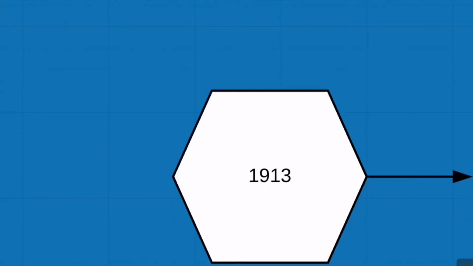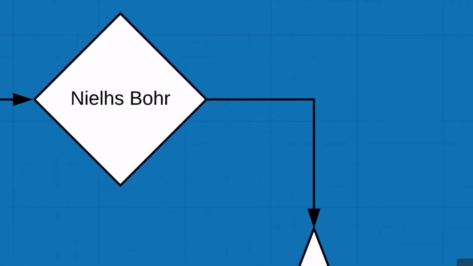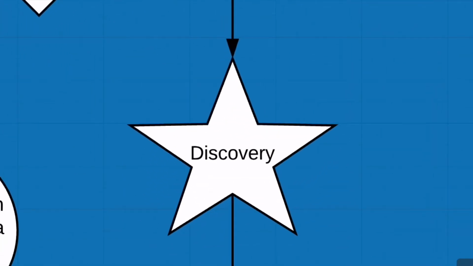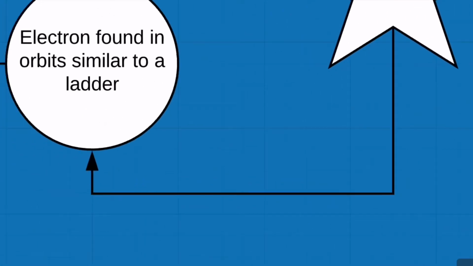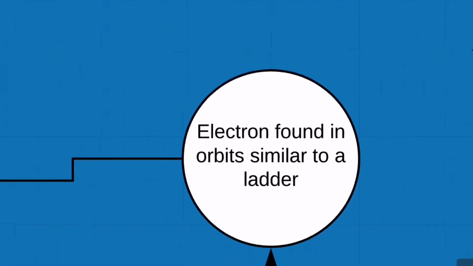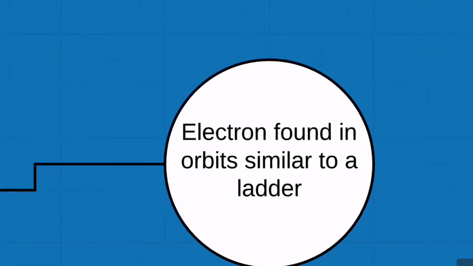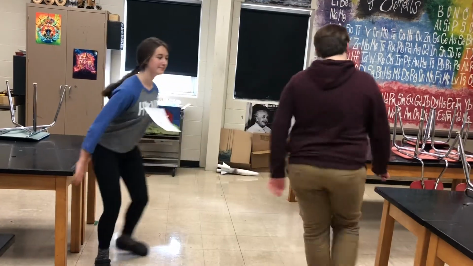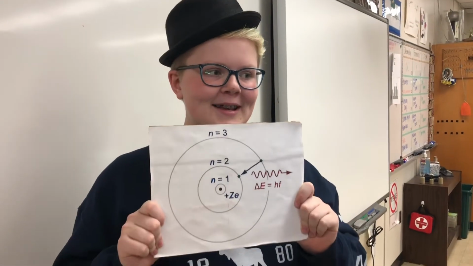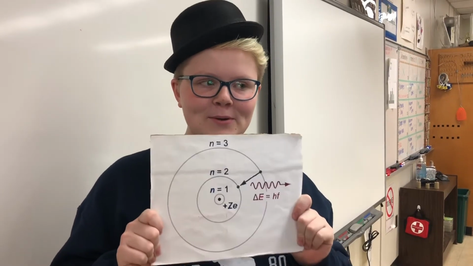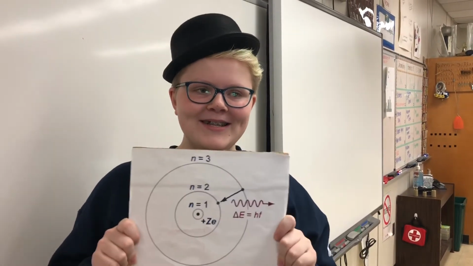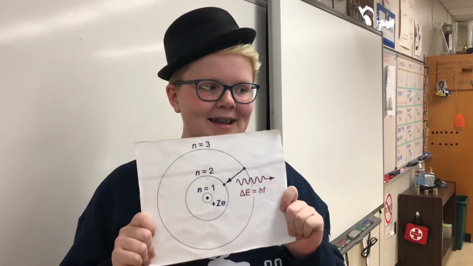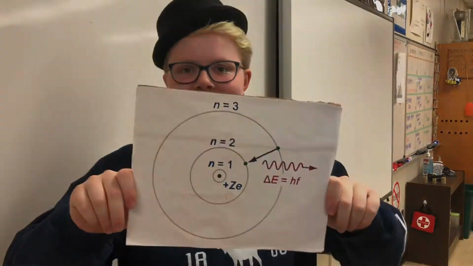In 1913, a Danish physicist named Niels Bohr made his discovery and theory. Niels proposed that the electron is actually found in orbits similar to a ladder. While the electrons move from one orbit to the other, they emit light. Woo! Look at these electrons jumping. My theory was correct. Electrons move from orbit to orbit, emitting off energy. My model was correct and represents this perfectly.